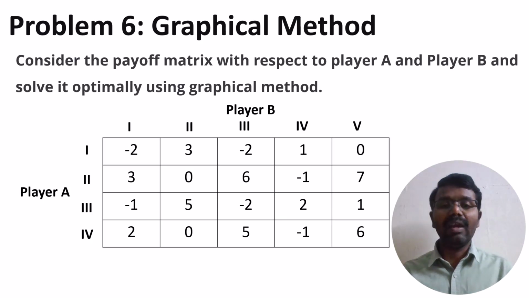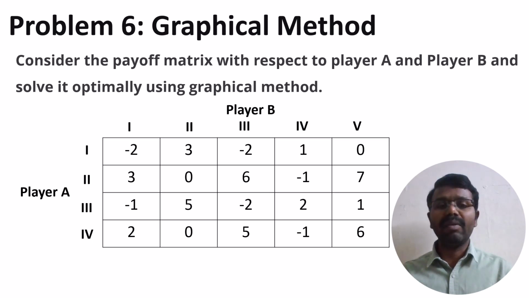Now let us see one problem related to the graphical method. Consider the payoff matrix with respect to player A and player B and solve it optimally using the graphical method. So here a 5 by 4 matrix is given. We need to solve this problem.